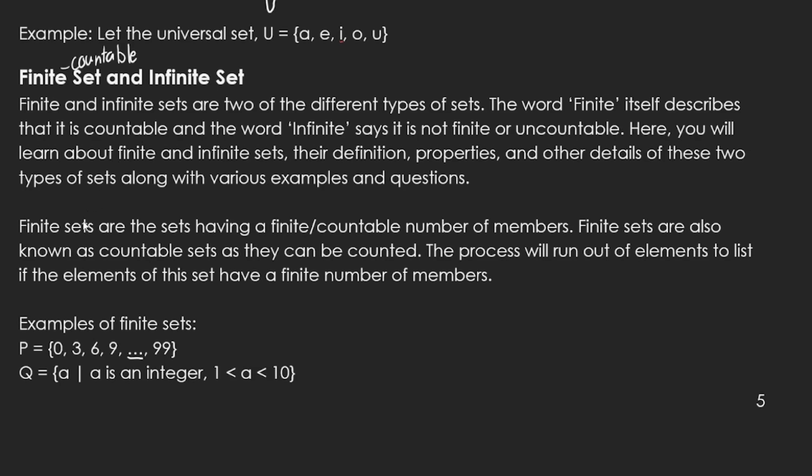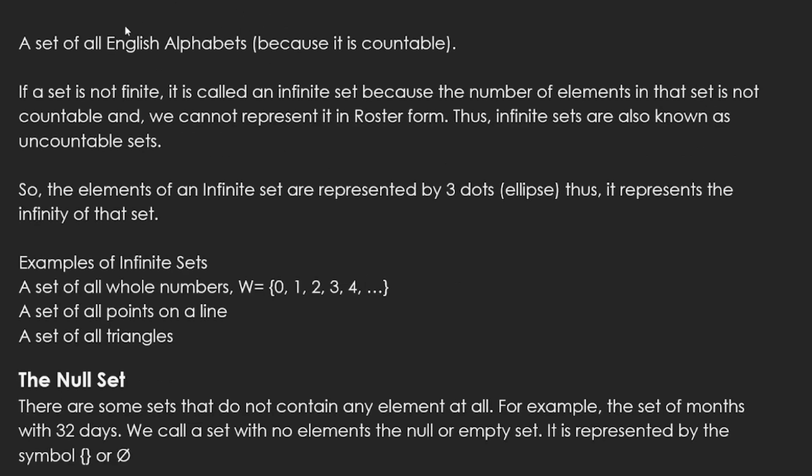Next, we have set Q here, where we have a set builder, A, such that A is an integer where it is between 1 and 10. So if we're going to rewrite this Q, it is going to be between 1, so we don't start at 1. We start at 2, 3, 4, 5, 6, 7, 8, and 9, since it is between 10. Then we have a set of all English alphabets, which is basically countable. If it's not countable, then it is an infinite set.